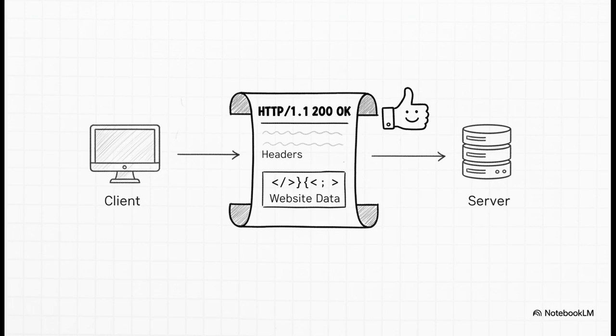A successful response message always starts with that 200 OK status line. That's the green light. The headers that come after give some details, like what kind of content it is and how big the file is. Then, finally, after a blank line, the server sends the good stuff, the actual data for the web page itself.